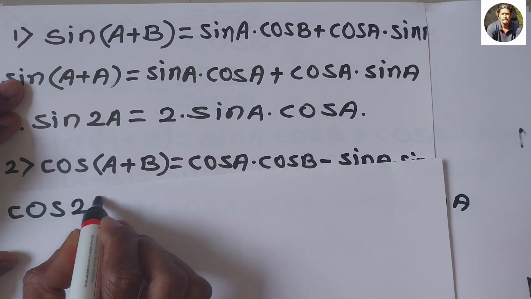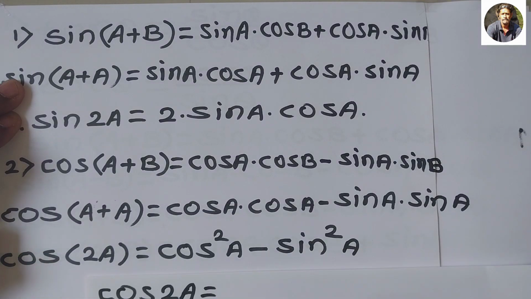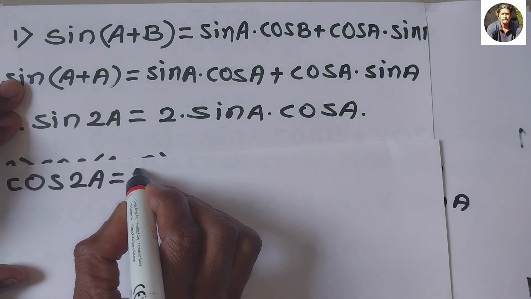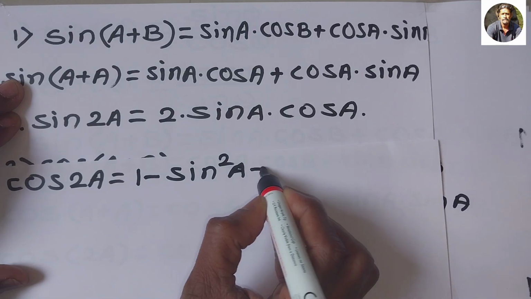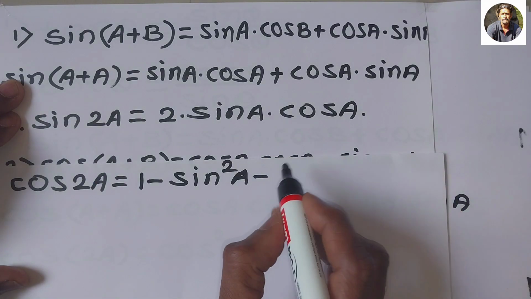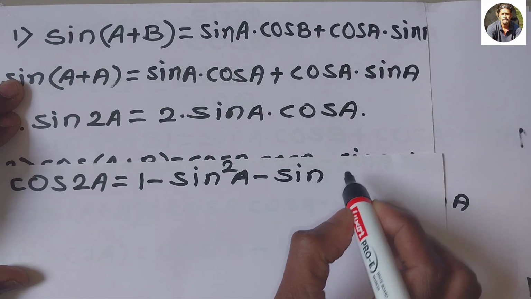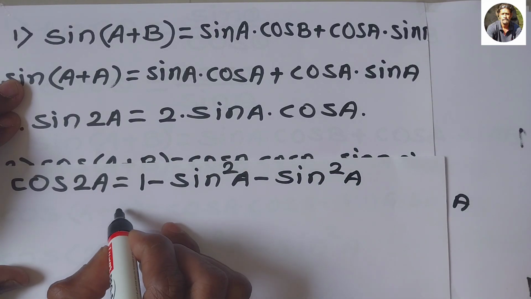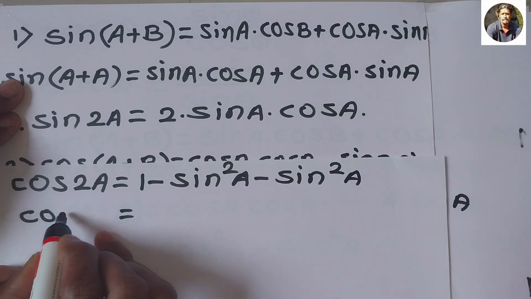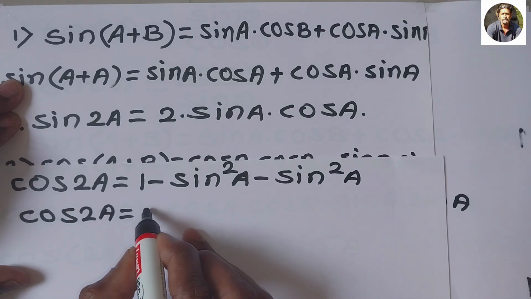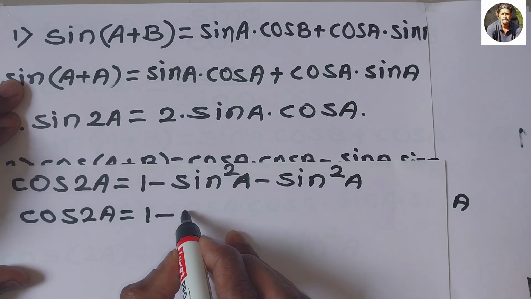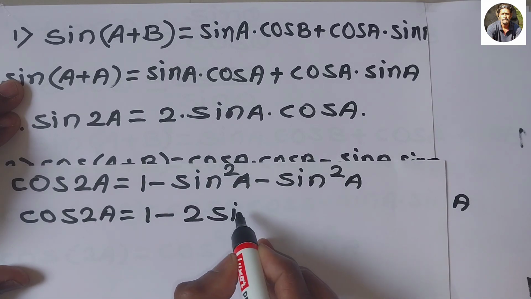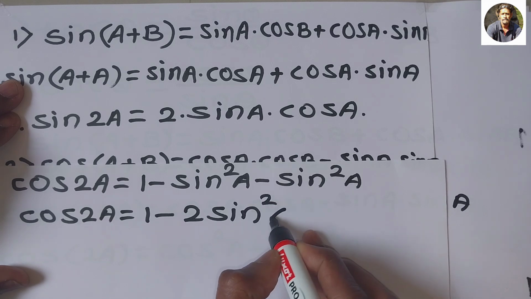cos 2A is equal to, now we know the formula for cos square A. cos square A means 1 minus sin square A, and this original one is minus sin square A. Therefore cos 2A is equal to 1 minus sin square A minus sin square A, that is 2 times, therefore 1 minus 2 sin square A.